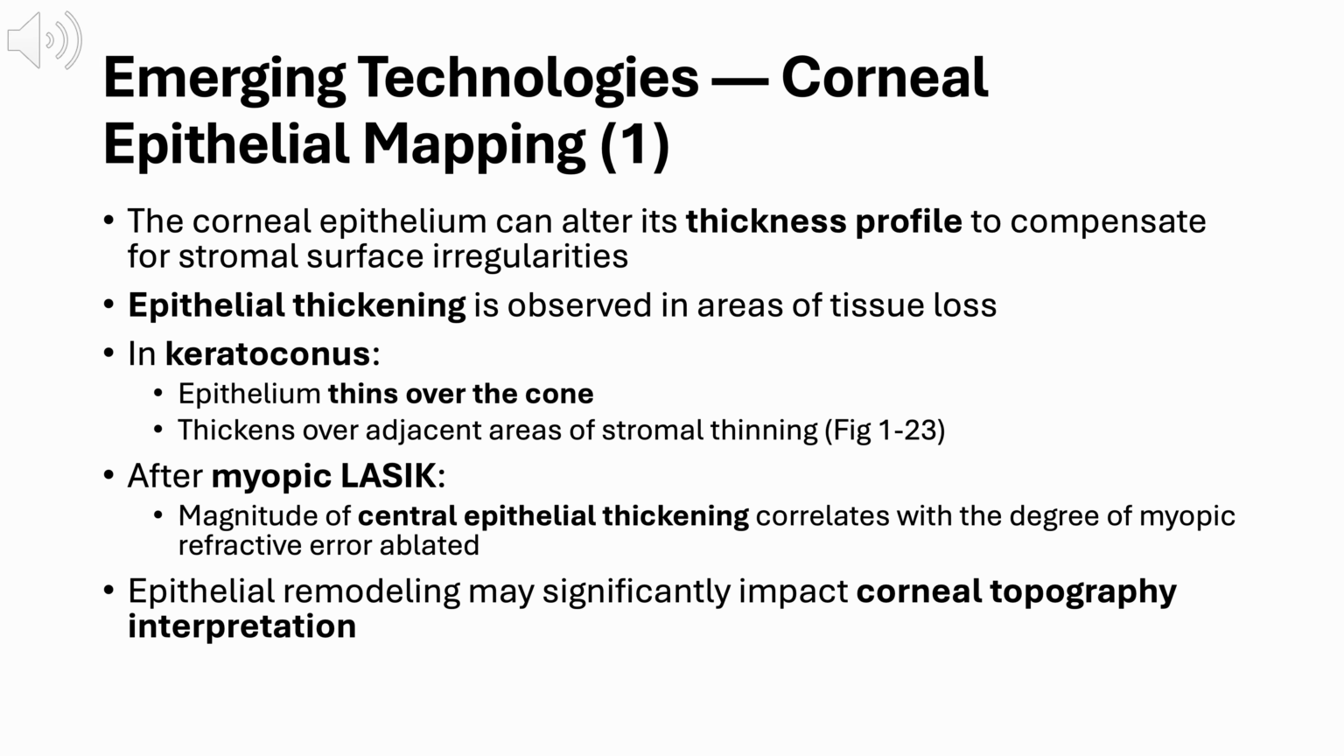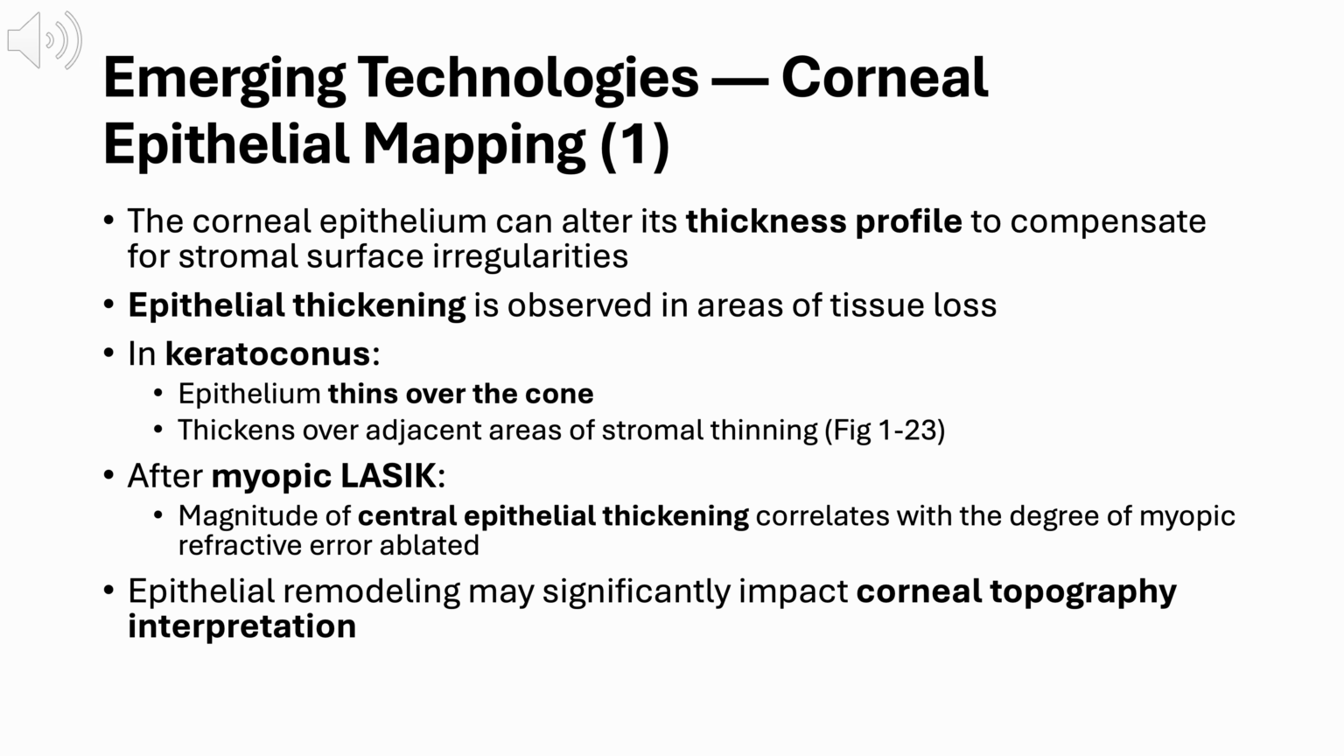Now let's talk about corneal epithelial mapping. The key concept is that the corneal epithelium is not passive. It can actively change its thickness profile to smooth out underlying stromal irregularities. When there is stromal tissue loss, the epithelium often thickens to compensate, effectively masking surface irregularities on topography. In keratoconus, this compensation follows a classic pattern. The epithelium thins over the cone apex, while thickening in the surrounding areas where stromal thinning is present.